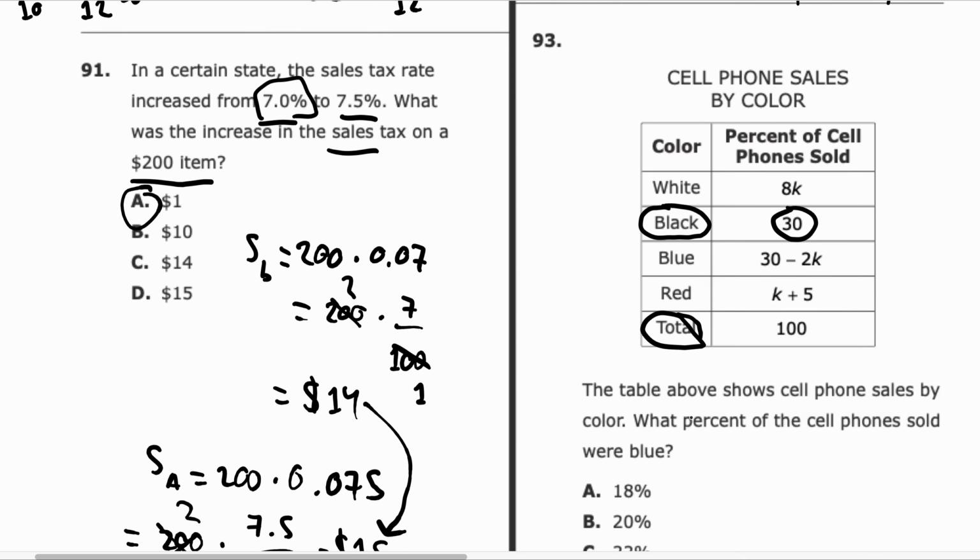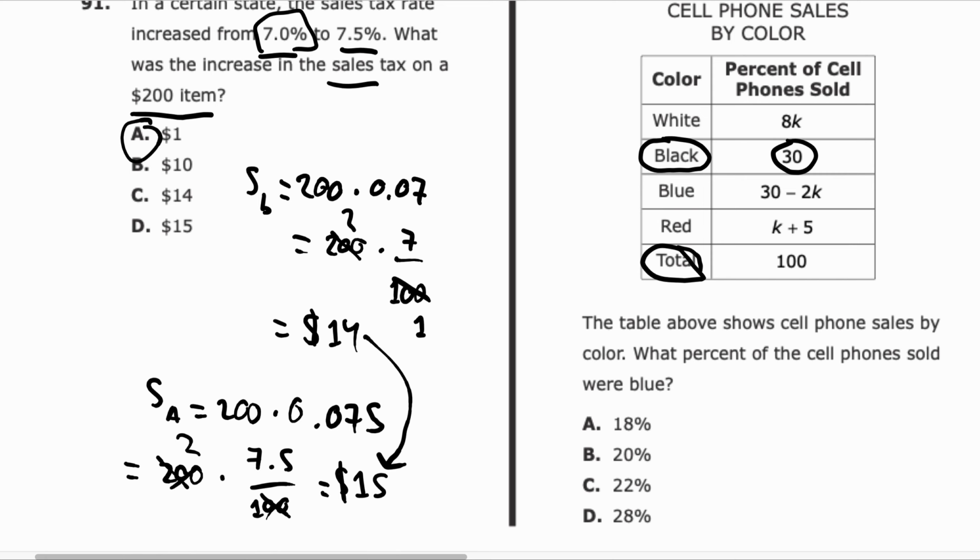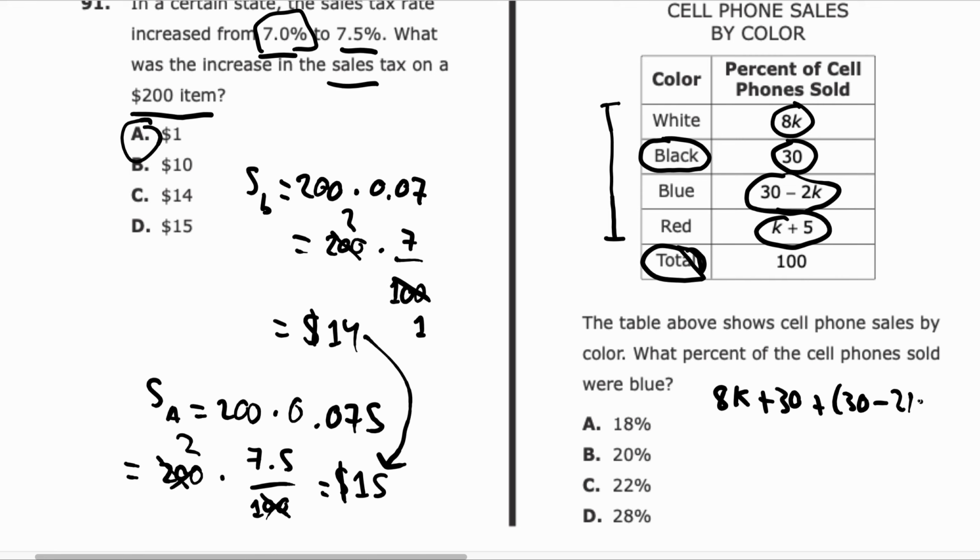Okay, so the table above shows the cell phone sales by color and what percent of the cell phone sold were blue. Okay, so we know that all these quantities, 8K, 30 minus 2K, K plus 5 must add up to 100. And the reason for this is because a phone that is sold must be obviously one of these 4 colors, right? It can't be anything else. So we can just add up these quantities. So we have 8K plus 30 minus 2K plus K plus 5 is equal to 100.